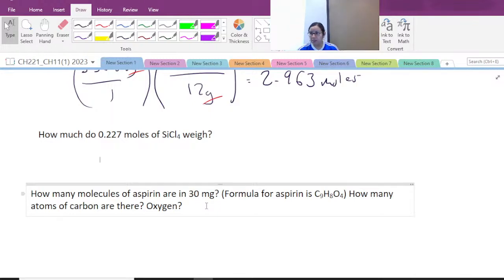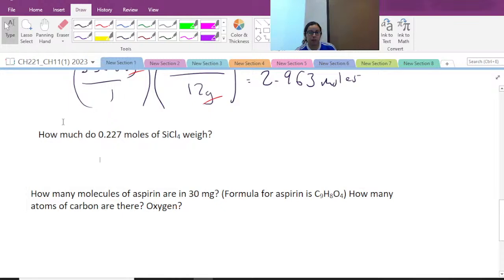Chat, if you have the answers, you can also post them. Does someone want to do the 0.227 moles of silicon tetrachloride? See if anybody else wants to volunteer. Okay, go for it. Black one is working.